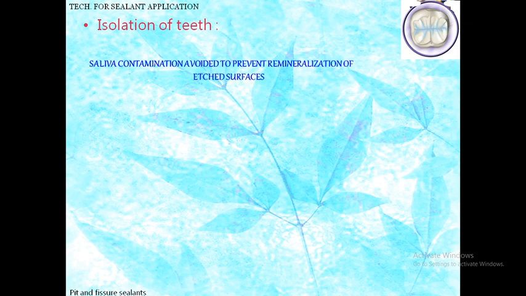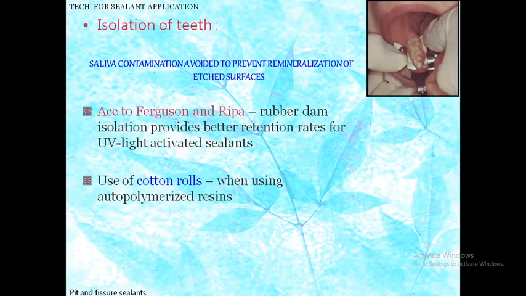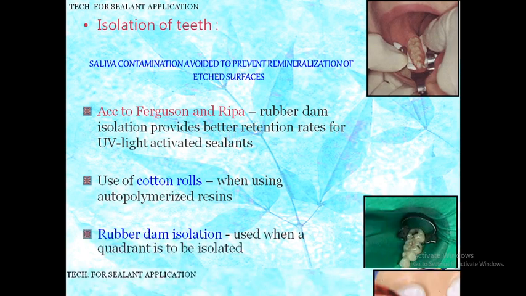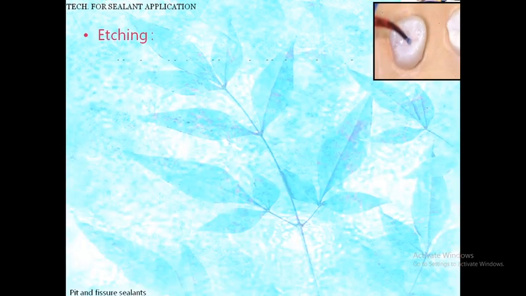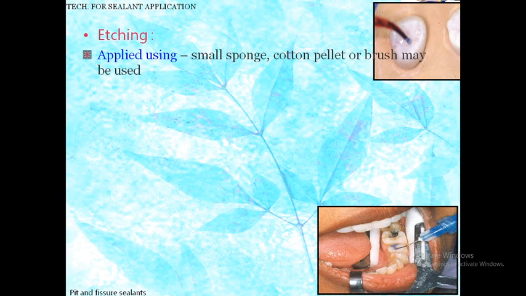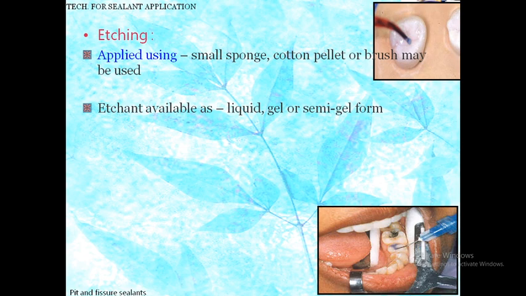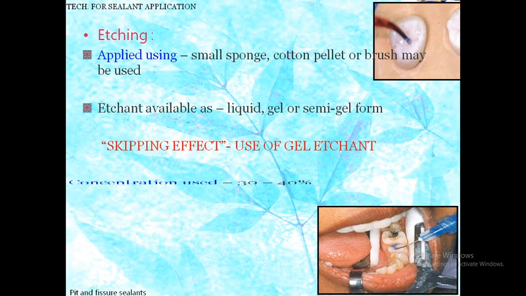This is isolation of teeth with cotton rolls. A rubber dam can also be used. For etching surfaces, we can cover the tooth with cotton pellets or a brush. It is available in liquid, gel, and semi-gel form. The concentration used is 30 to 40% orthophosphoric acid.